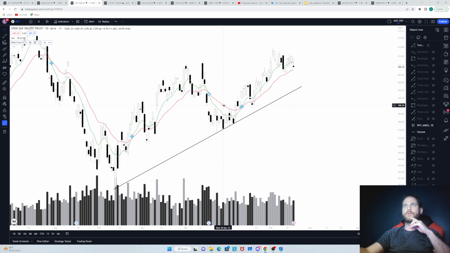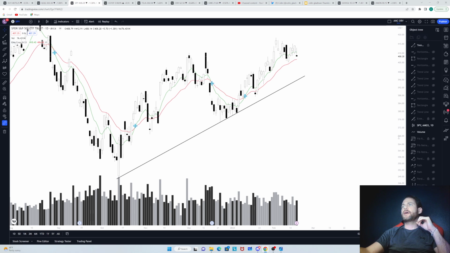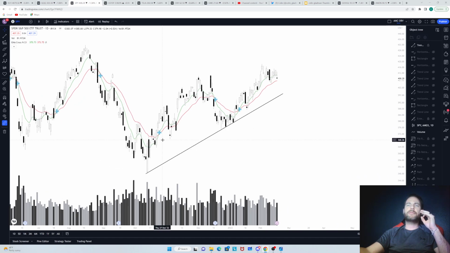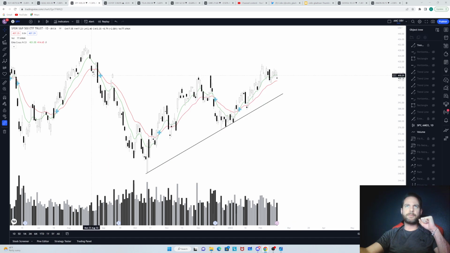Now the ones that I use all the time are going to be the 9 and 21 EMA. Anytime you got the 9 crossing above the 21 EMA, that is considered very bullish. Anytime you got the 9 crossing below the 21 EMA, that is considered bearish. From an indicator standpoint, it's the 9-21 cross on TradingView by Sunny Pawar. I don't know if that's correct, but I like this one because it actually gives you the little crosses when they are officially crossing.